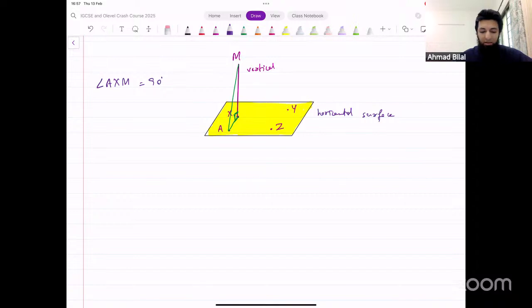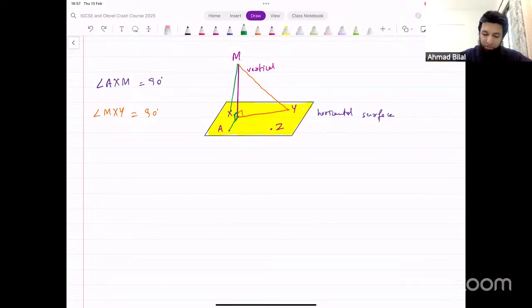And not just this angle. If I were to join the point X with another point here, for example, Y, and make a triangle that looks like this, this is also going to be a right angle triangle. This angle here is also 90 degrees because again, MX is vertical, XY is horizontal. So angle MXY is also 90 degrees. The earlier one was also a right angle triangle, right?